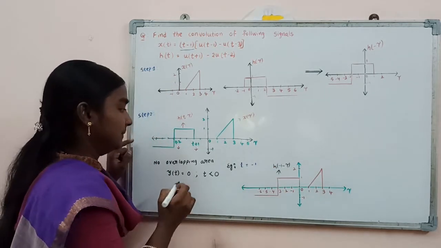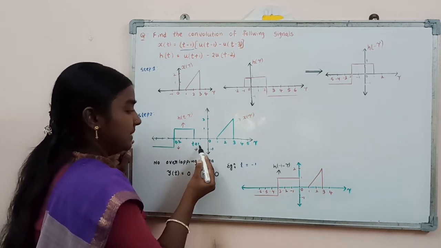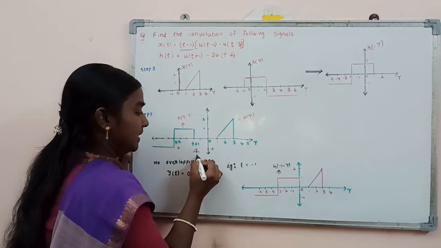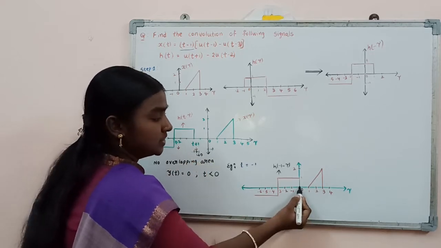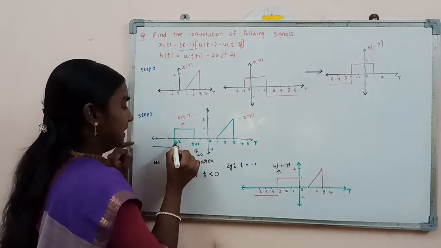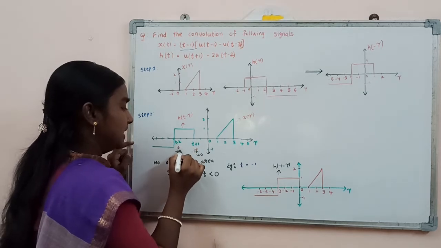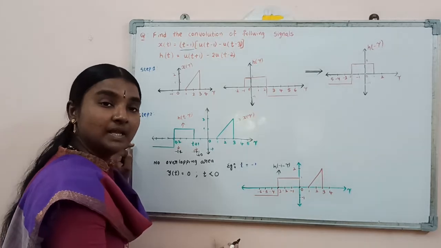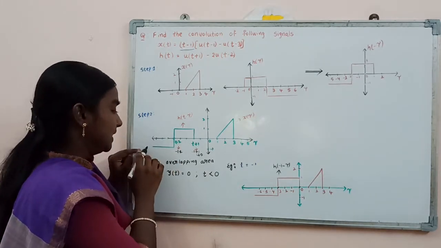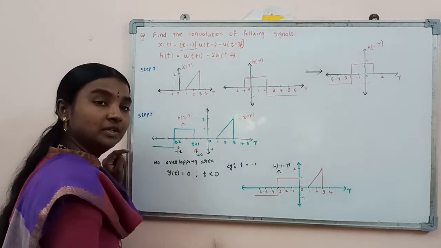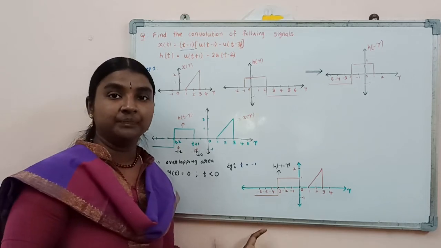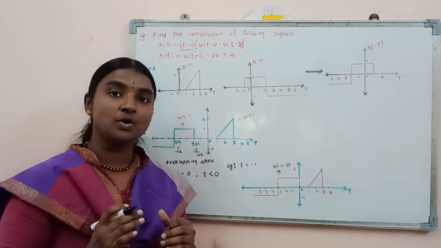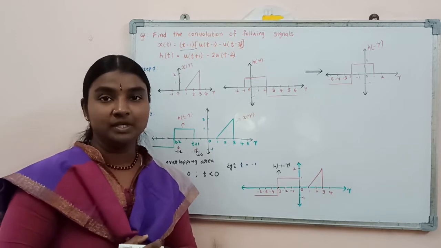So here t plus 1, with t equal to -1, means -1 plus 1 will give 0. So this is 0. And here t minus 2 means -1 minus 2, which is -3. This is -3, and it is also moving towards minus infinity. Now, until t less than 0, there is no overlapping area, so the output y of t will be equal to 0.